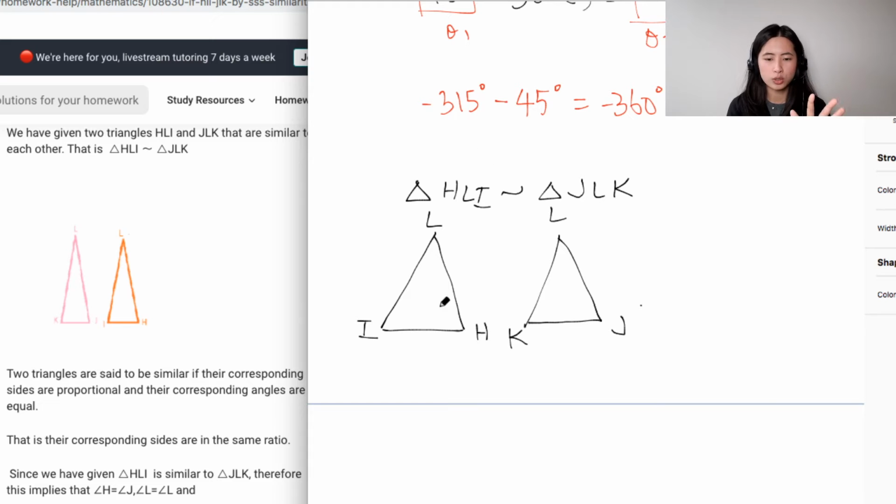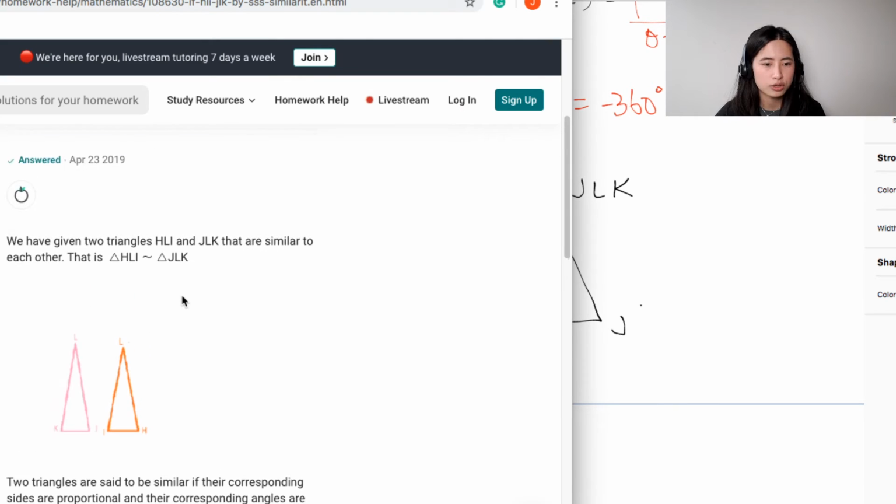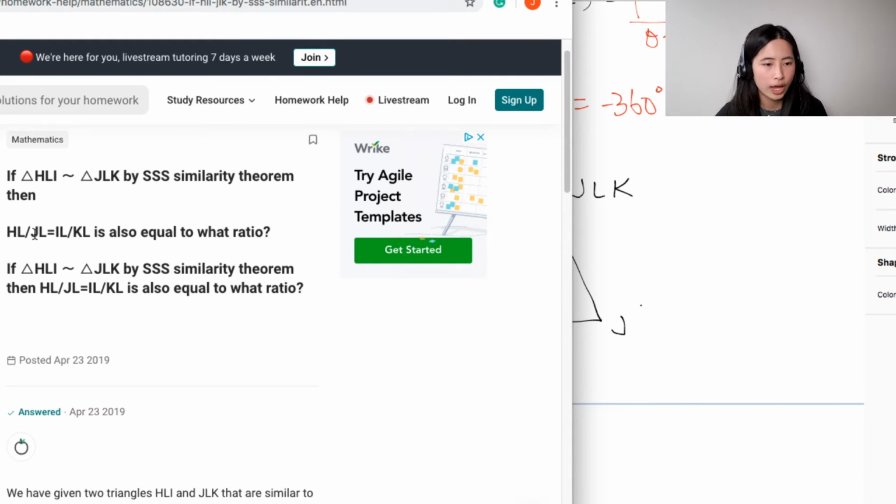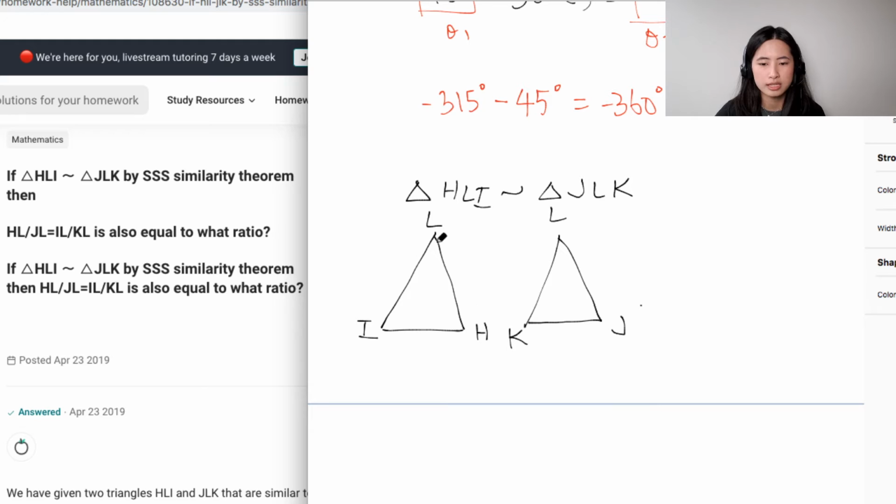Yeah, I just wanted to have the first triangle being HLI, just because I think it's reasonable to have this statement. So, okay, great. Now they're trying to say that you have HL over JL. As you can see, HL is over here and you have JL, which is over here.